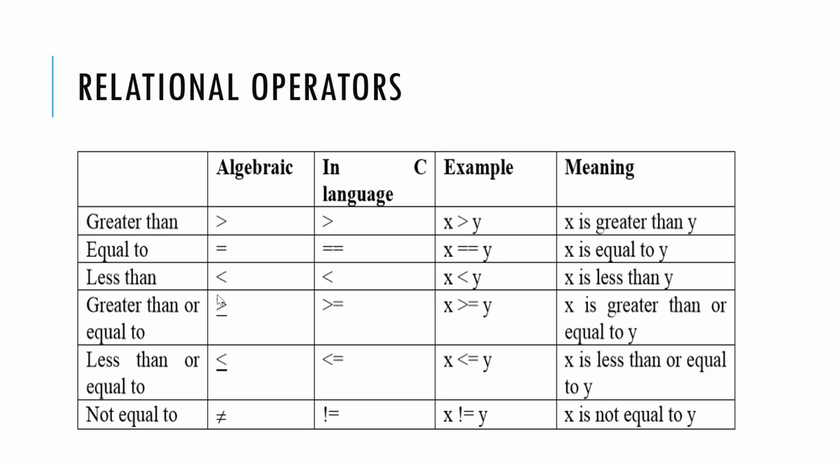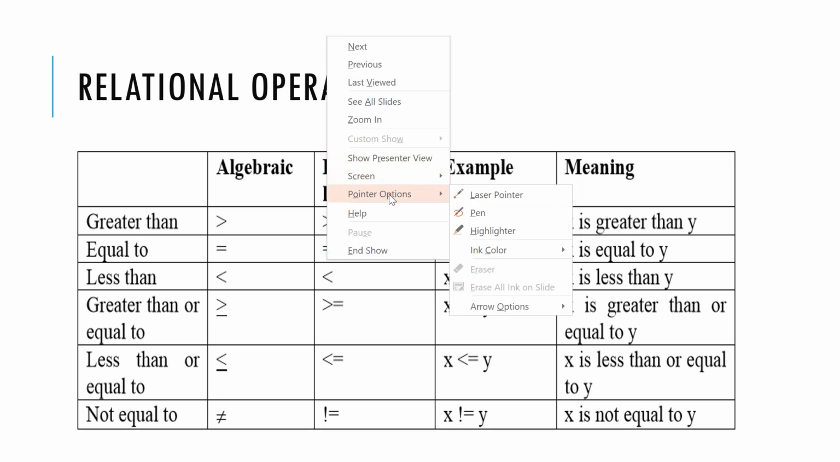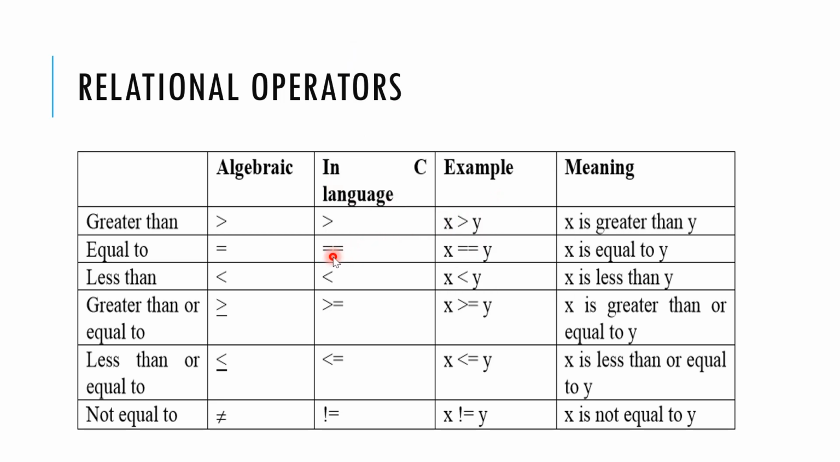So there are about 6 relational operators, which include greater than, equal to, less than, greater than or equal to, less than or equal to, and then not equal to. The point to note is that there is no space in the double equal to operator. Just let me point it out. So this double equal to operator, then the greater than or equal to operator, and then the less than or equal to operator, or not equal to operator, there is no spacing in between them.